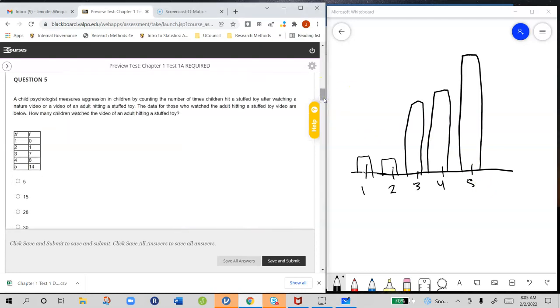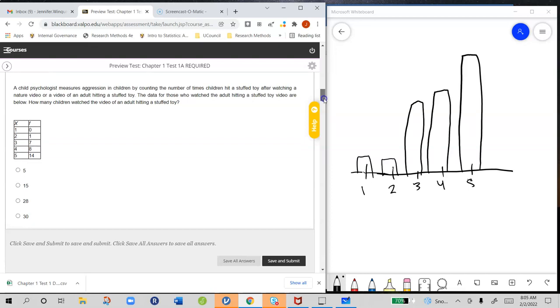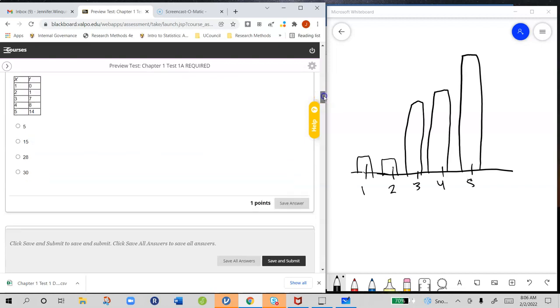Question 5, we're still working with this same set of data, and we want to know how many children watched the video of an adult hitting a stuffed toy. If you look at this frequency distribution, we have 0 kids in category 1, 1 in category 2, 7 in category 3, and so forth. You just need to add up these frequencies. So you have 14 plus 8 plus 7 plus 1, which is 15, 16, 30 people, if we add up the frequencies. That's always how you can figure out how many people responded in that data set.